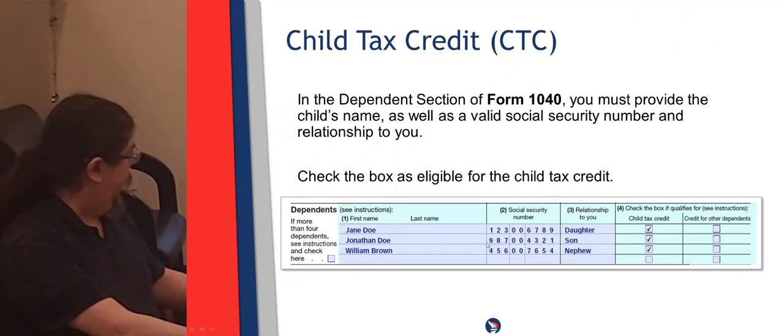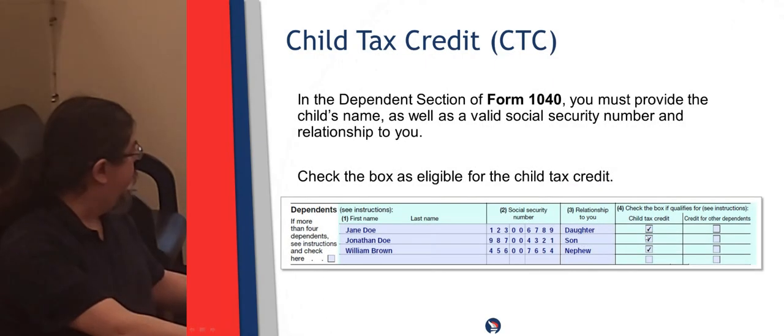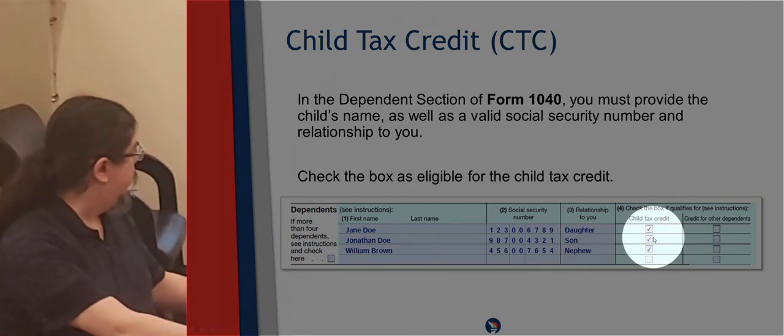When you list them as dependents, you'll list their names, social security numbers, and their relationship to you. And if they're under 17, you check the box for child tax credit.